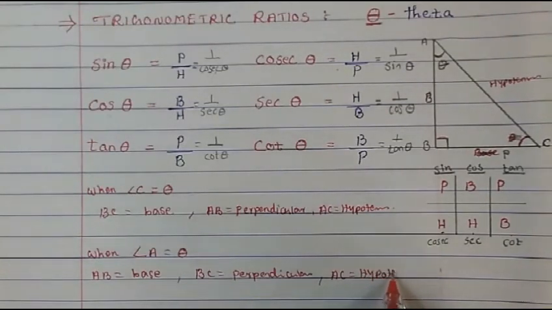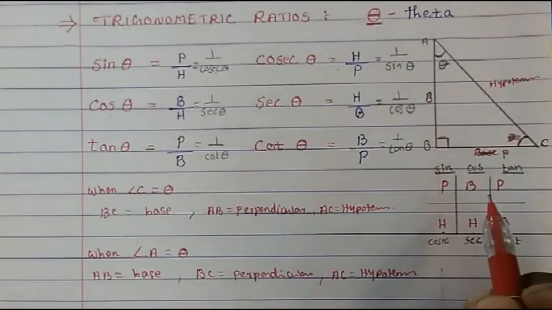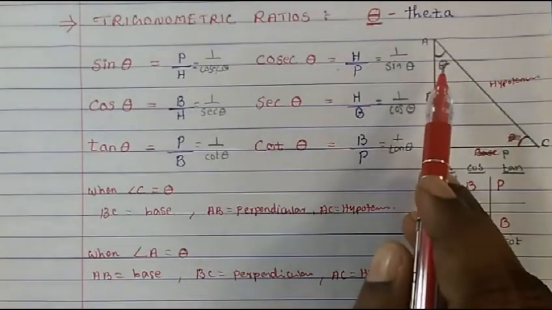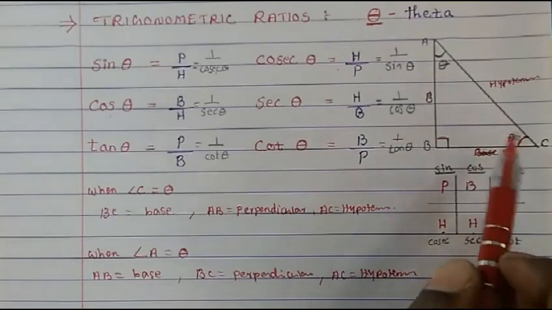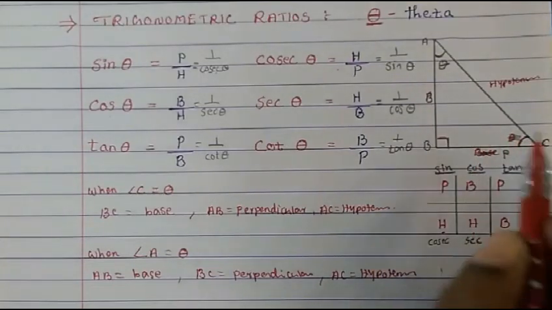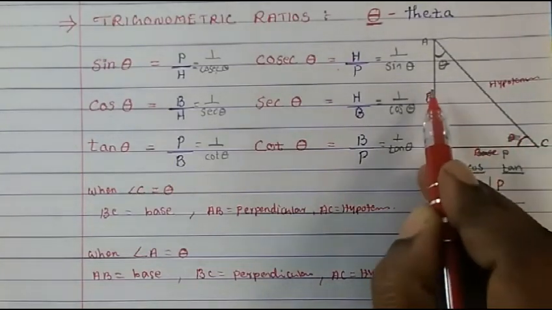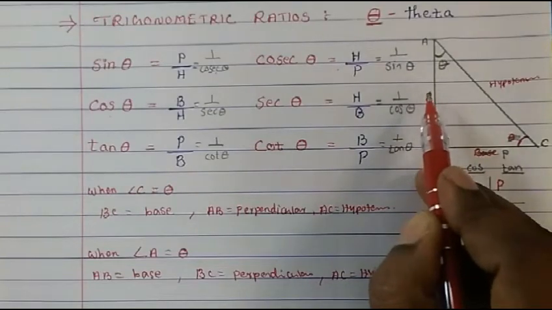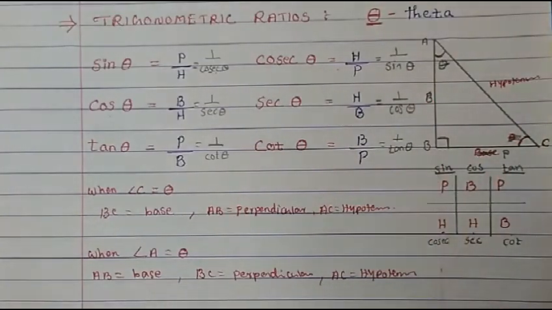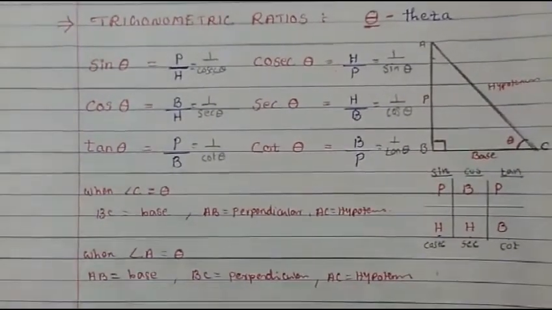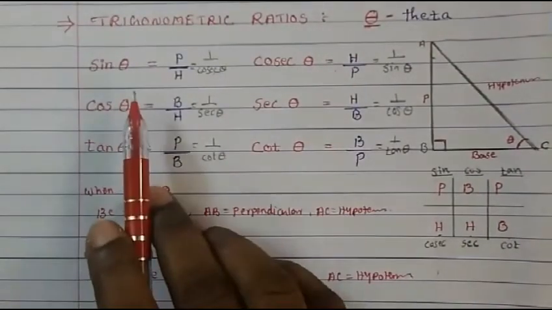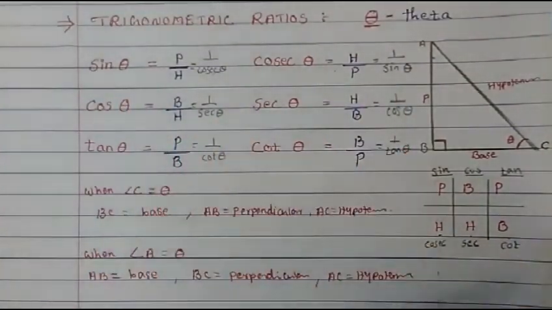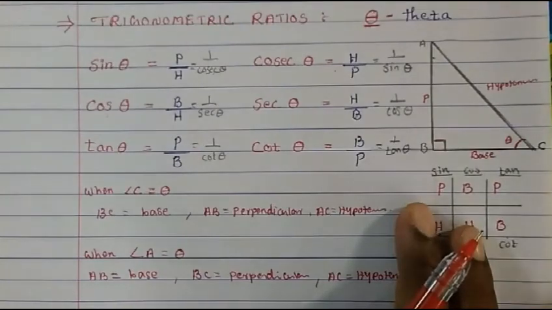Hypotenuse doesn't change. Only base and perpendicular change, depending upon the theta. If theta is here, opposite to theta becomes perpendicular, and the other side becomes base. Is it clear? Now, for example, I will show you how to write this ratio. I will show you just one, and then the other things will be easy for you to understand.